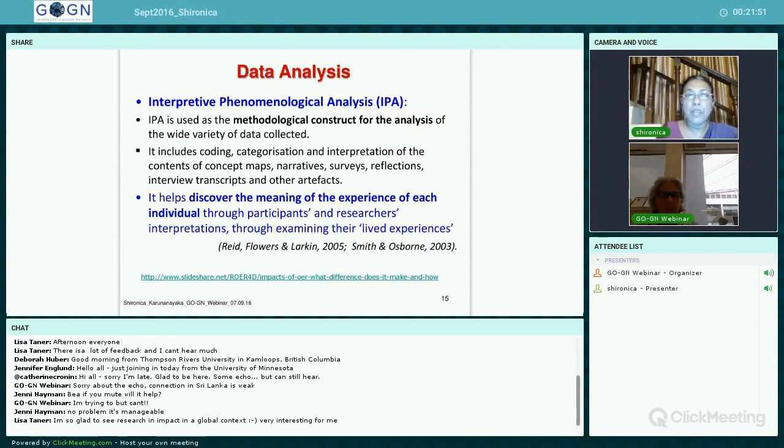So here we use this IPA, or interpretive phenomenological analysis, as a construct to analyze this qualitative data, where we were using coding, categorization and interpretation of the content, analysis of the concept maps, narratives, their reflections, interview transcripts and all this qualitative data. The idea of doing this was to discover the meanings of the experiences of these individuals, through participants' and researchers' interpretations, because this was a collaborative process, and to examine their lived experiences, because this was happening in a naturalistic environment. So while the process was happening, this analysis also was intertwined with the process.